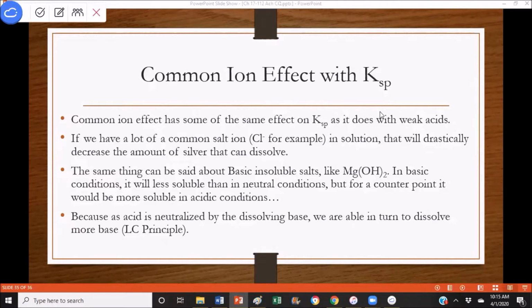Now, please note, putting more magnesium hydroxide into the liquid does not mean more will dissolve, because remember, the solid plays no part in the K expression.